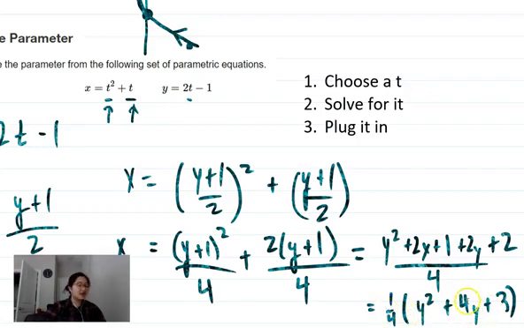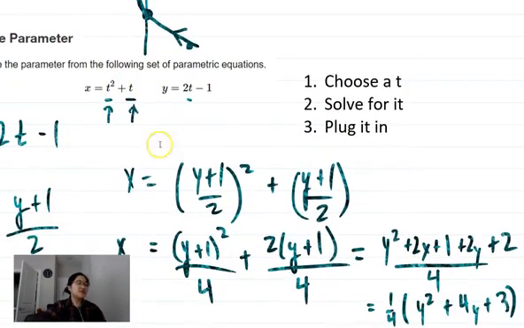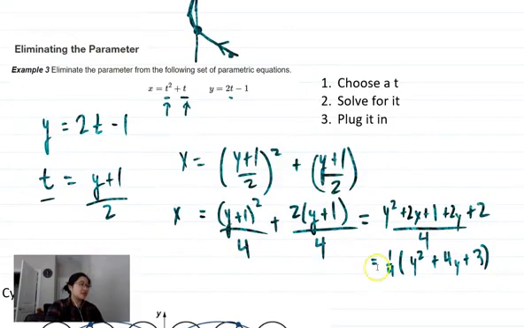This does factor, so that's nice, and we end up with those vertices that we were looking at, those y-intercepts that we were looking at. And then halfway between those y-intercepts is going to give us our vertex. So that's nice, but also helpful because we end up with just an equation that relates our x and our y, and we've eliminated our parameter t.